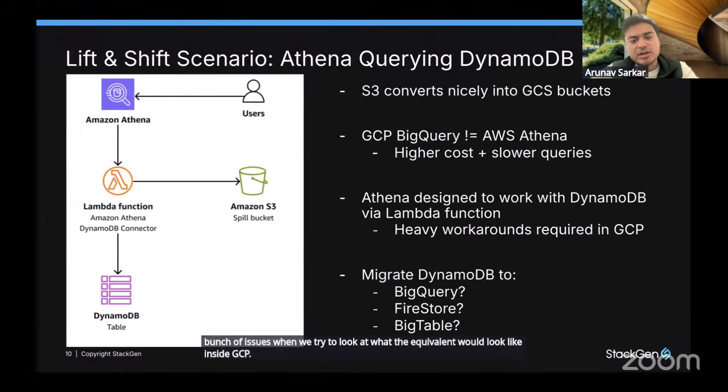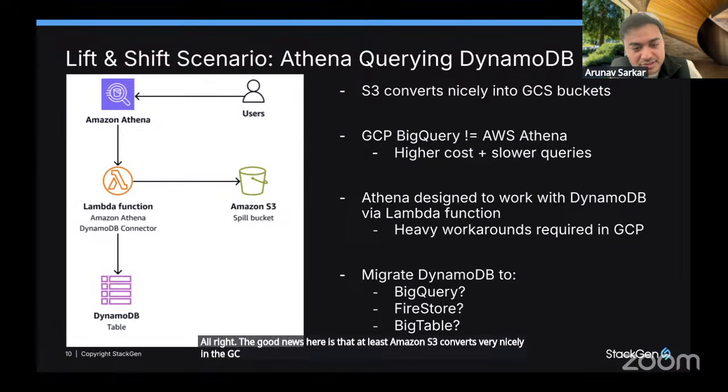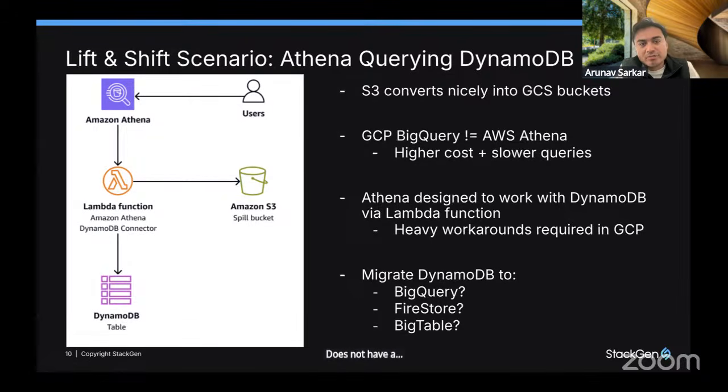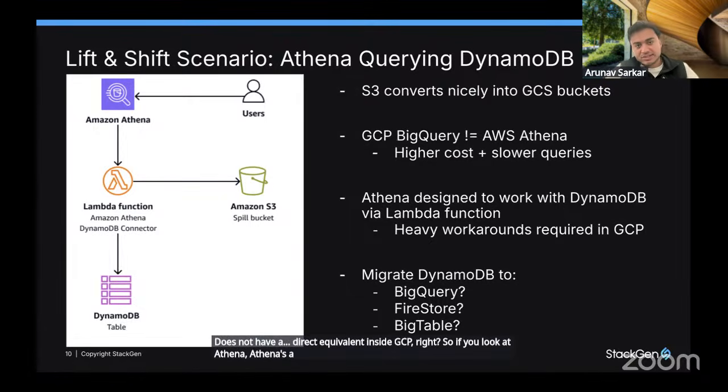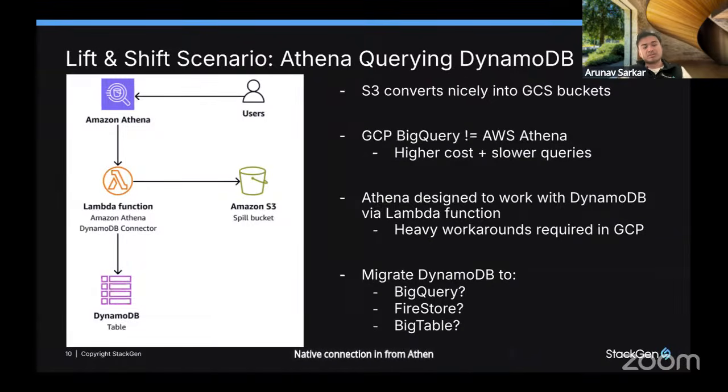All right. So the good news here is that at least Amazon S3 converts very nicely into GCS buckets. So that's always fantastic. But then it just starts going downhill from there. Amazon Athena does not have a direct equivalent inside GCP. If you look at Athena, Athena's a serverless, pay-per-query SQL engine that can just be hooked up to basically any data source. And they even have a native connection from Athena into DynamoDB using Lambda functions.